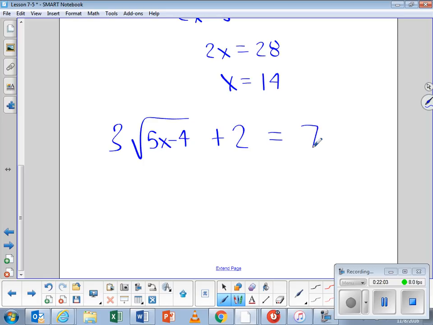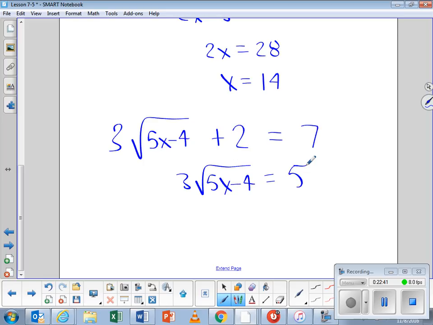All right, so what do you think? Haven, you go first. What do you think the first step should be? Excellent. Good answer. That's correct. Can someone tell me why we're doing that first? Getting the square root all by itself. We're isolating the square root. So we get 3 square root of 5x minus 4 equals 5, because we have to subtract 2 from both sides, right?